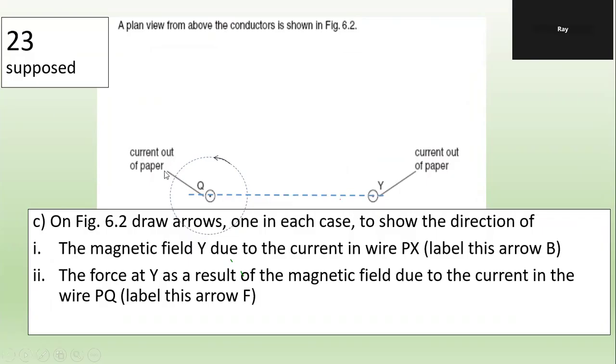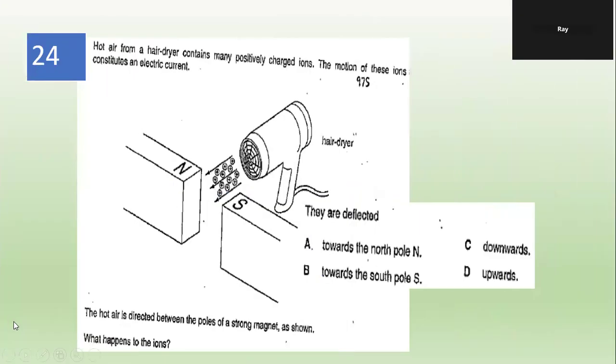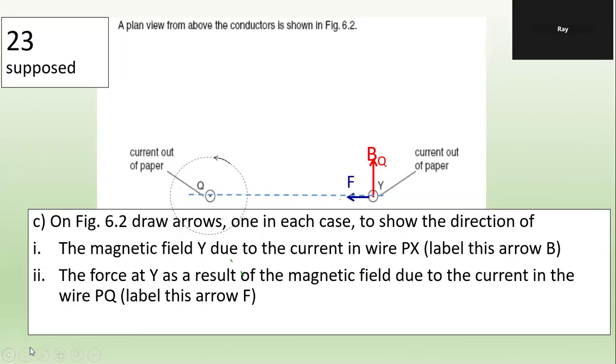The field is concentric circles, anti-clockwise. So it will be that way. That's your field, BQ, due to the current-carrying conductor in Q. The force at Y as a result of the magnetic field due to the current in Q, right? That one we have done already. That's your force, attractive force. Okay or not?